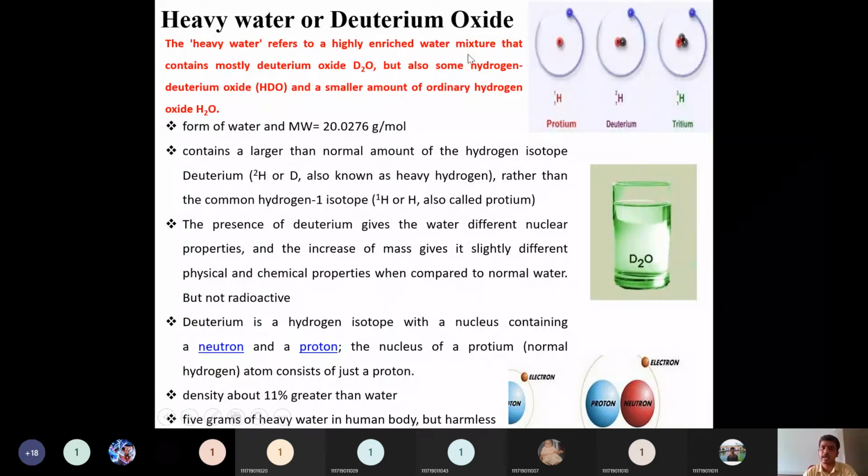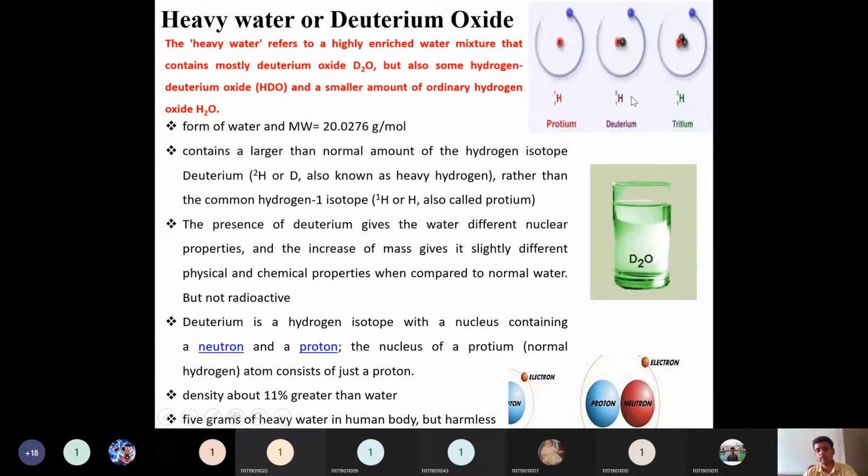The heavy water refers to a highly enriched water mixture that mostly contains deuterium oxide. In ordinary water, the hydrogen is called protium. These are the hydrogen isotopes, various isotopic forms of hydrogen, which differ in their neutron number. Deuterium is one isotope of hydrogen, and tritium is another isotope of hydrogen.